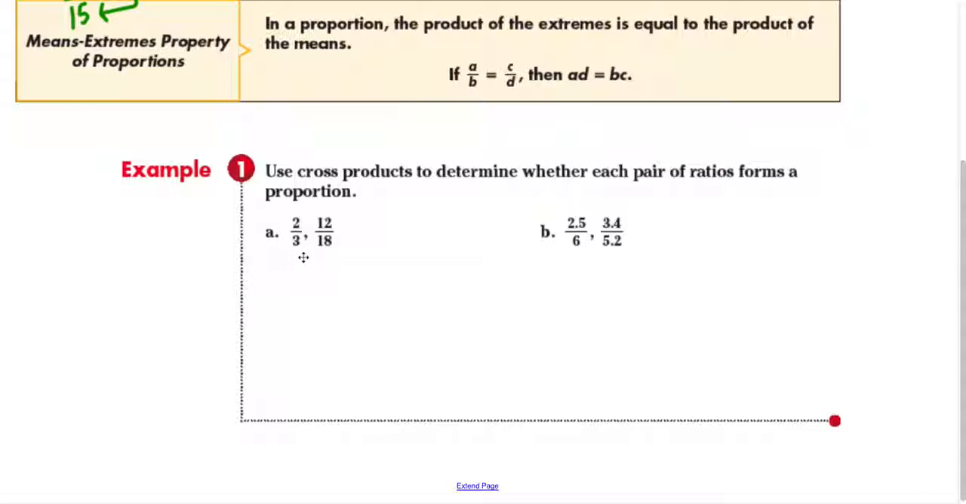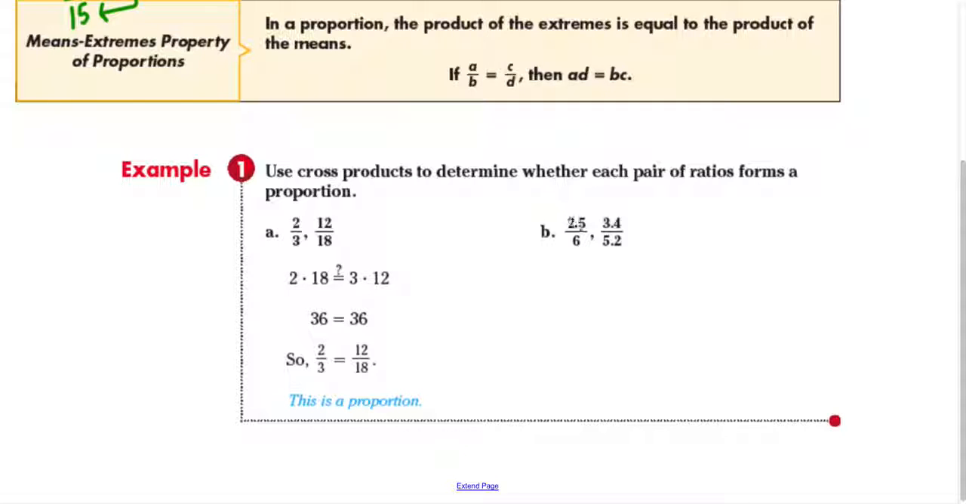We have 2/3 and 12 over 18. Okay, so we get the cross products. 2 times 18, is it equal to 3 times 12? 2 times 18 is 36. 3 times 12 is 36. Then, yes. Okay, 2/3 is equal to 12 over 18. This is a proportion.